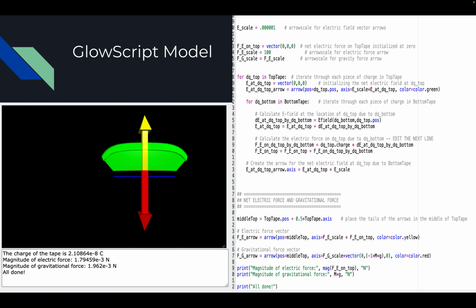And here in my GlowScript model, here's the code. I determined that the charge of the tape was 2.1 times 10 to the negative 8 coulombs, and that the magnitude of the electric force was 1.7 times 10 to the negative 3 newtons, which is roughly the same as the magnitude of the gravitational force. You can see this is the bottom tape, this is the top tape, and all these vectors are the change in the length at each point, which all add up to this big vector.